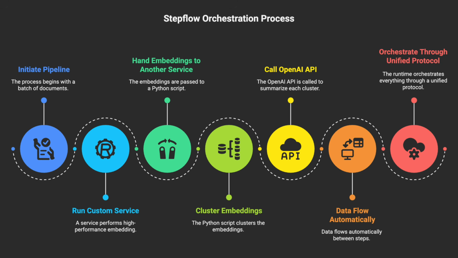Then you hand those embeddings to another script that clusters them. Finally, you call an API, like an OpenAI API or Anthropic API, to summarize each cluster. In a typical orchestrator, you would write 3 tasks in Python or call out to REST through the container and handle API calls manually. In Stepflow, you define the steps in YAML, you point each step at its component in Rust or Python or Java, and the runtime orchestrates everything through this unified protocol. Data flows automatically between steps, regardless of the language or host.